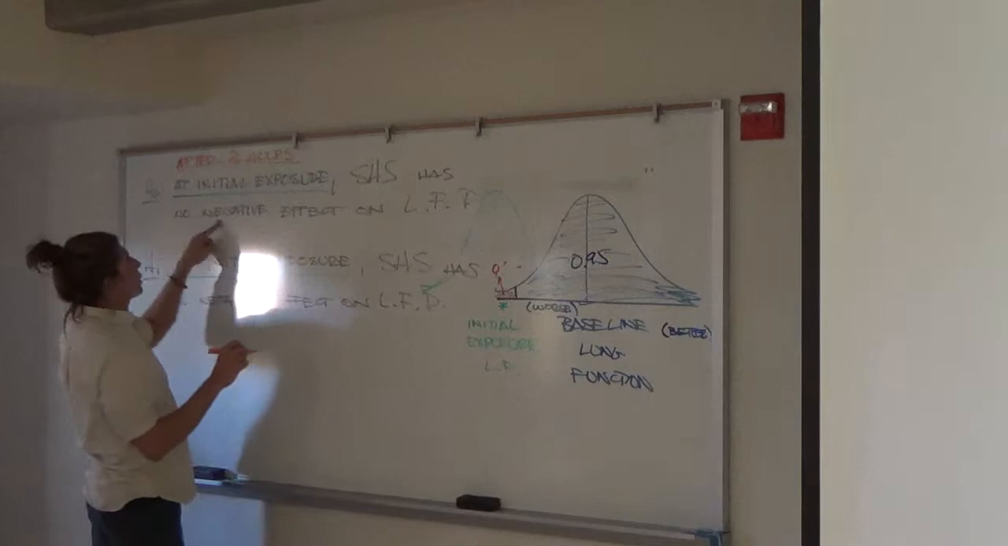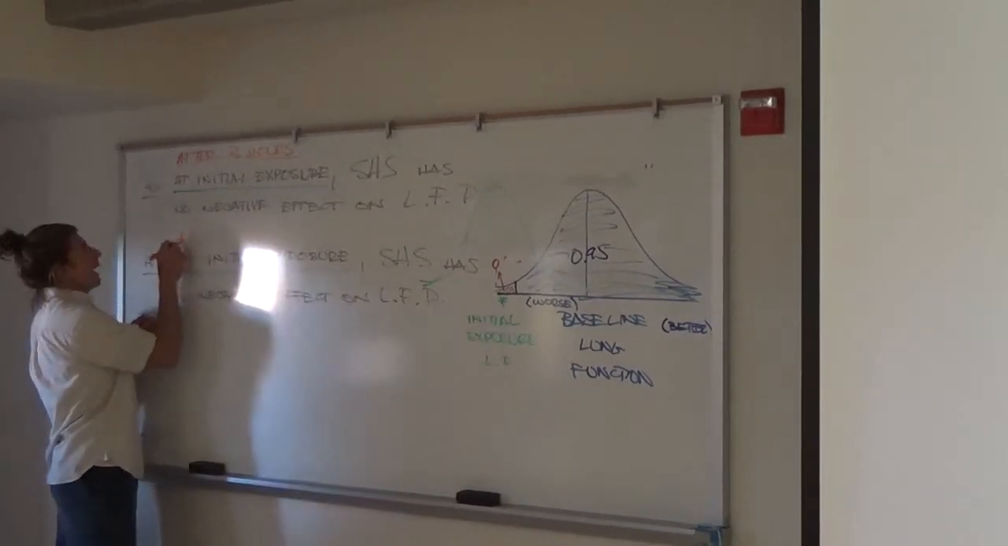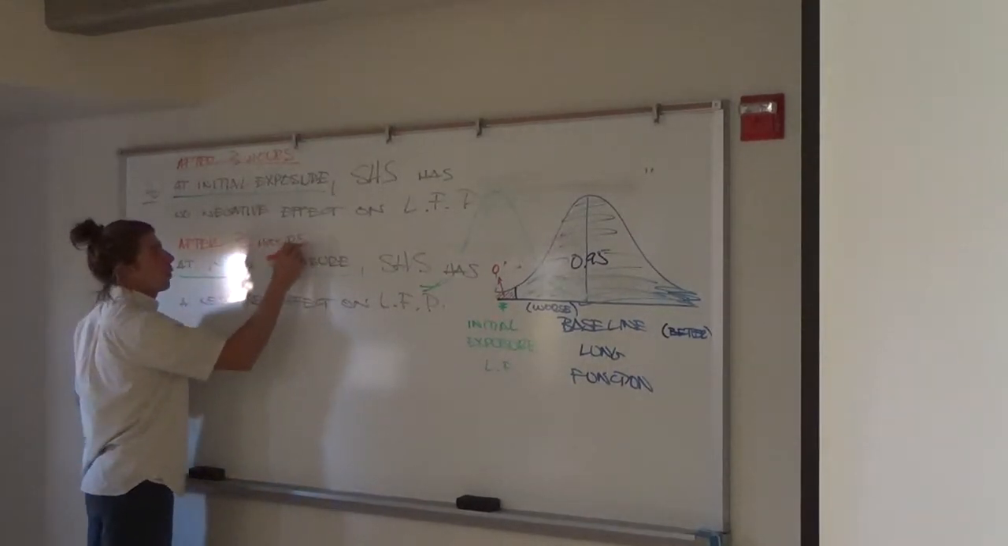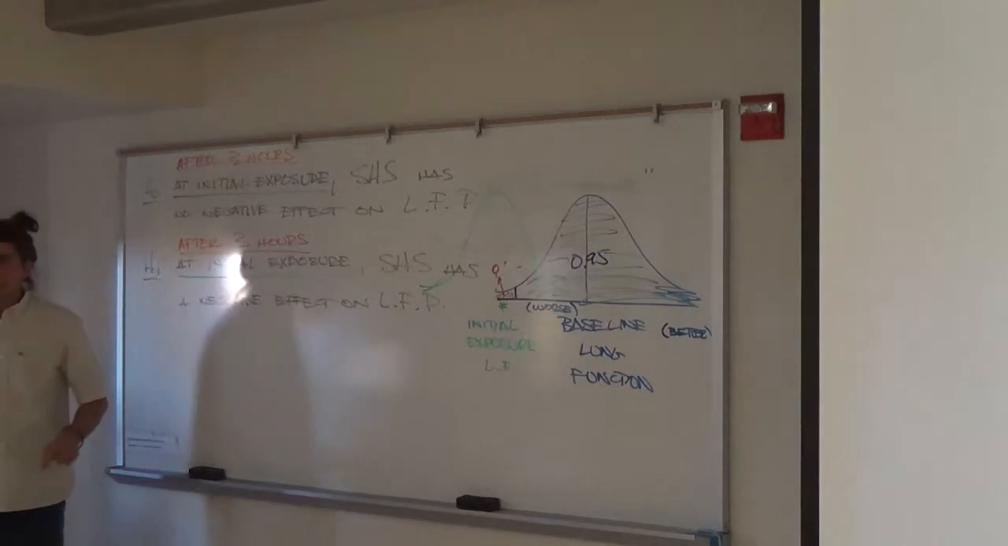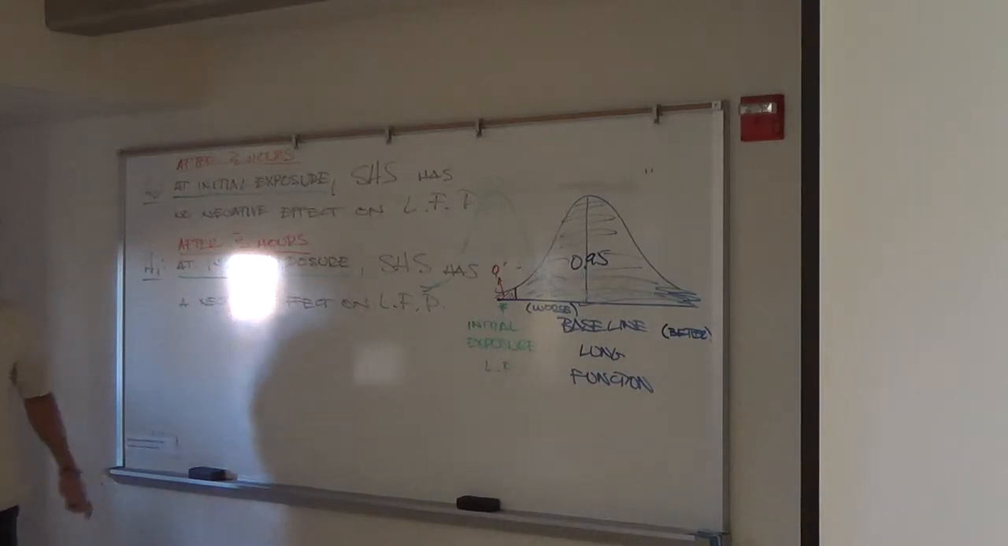Secondhand smoke has no negative effect on lung function parameters. And also, after 3 hours. Secondhand smoke has no negative effect on lung function parameters. So it's the same in words. It's exactly the same sentiment. It's just, when are we checking? Are we checking at initial exposure, or are we checking after hours 1 to 3 have passed and we've allowed the lungs to kind of flush smoke out? Good so far? Okay.